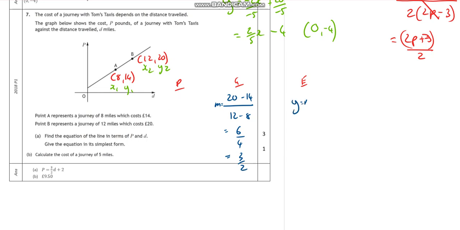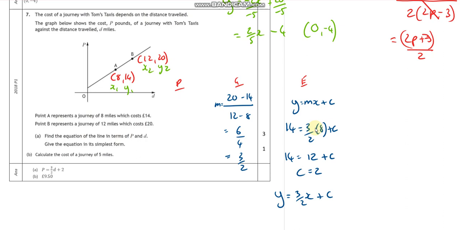The equation, mx plus c. I'll pick any point I like, I'll pick the first point. 14 is equal to 3 over 2, 8 plus c. So let's multiply that out. 8, 16, 24. 3 times 8 by 2 is 12. Plus c, take away 12 from both sides, so c is going to be 2. My final answer is y is equal to 3 over 2x plus c.